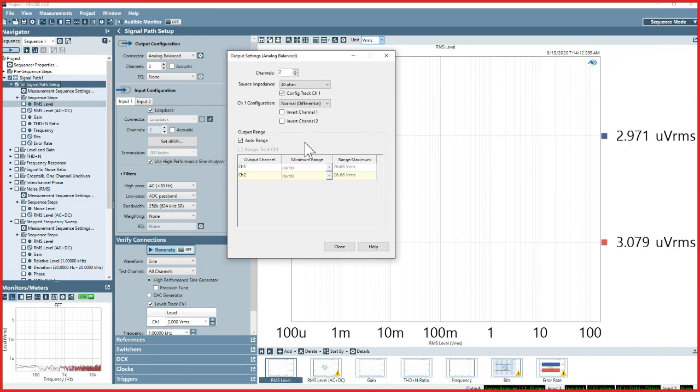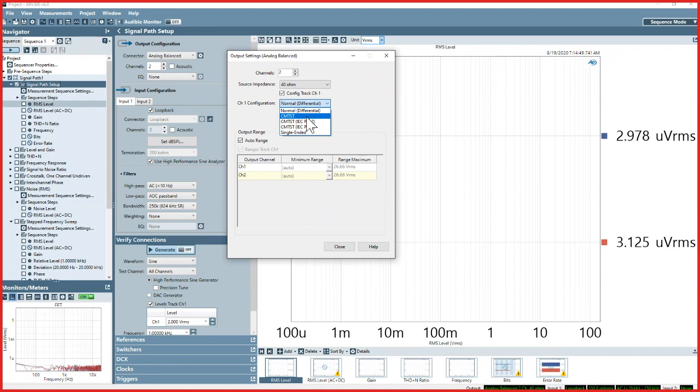Generally speaking, the great benefit of balanced circuits is their ability to reject common mode noise. So as a figure of merit, it's often desirable to measure the common mode rejection. And we have a specific measurement for doing that, but also in the configuration of the output, you can change it from normal, which would definitely be the most common default, to an array of choices that essentially take the balanced circuit and impair it.